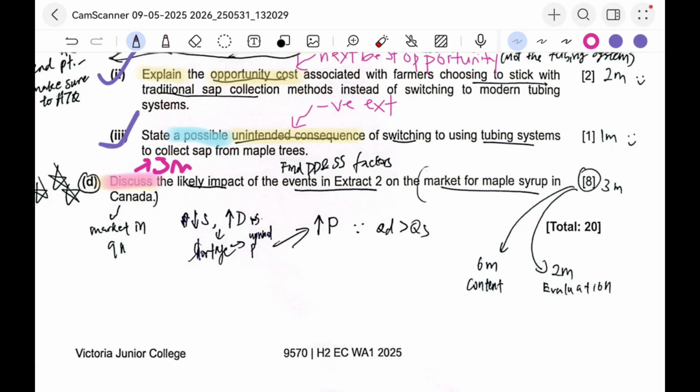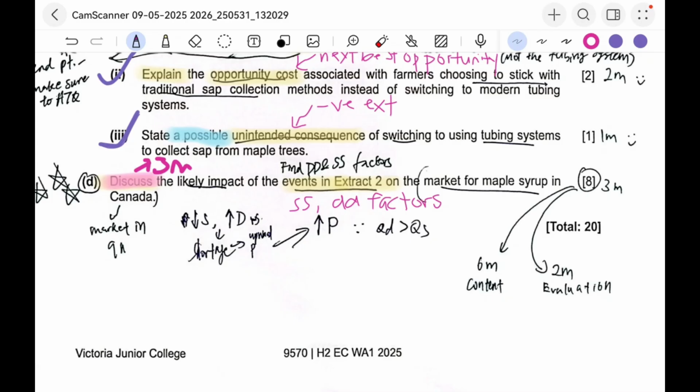Okay, let's look at the question. Discuss the likely impact of the events in extract 2. Okay, we haven't read extract 2. So look at the events. Events means things that happen, and likely because this is a price mechanism question, your events will be things that relate to your demand and supply factors. Because events happening, we know that they shift your demand, they shift your supply. Then you need to use your factors to say which aspect of supply and demand they affect, then which direction. Then you can combine to talk about it.